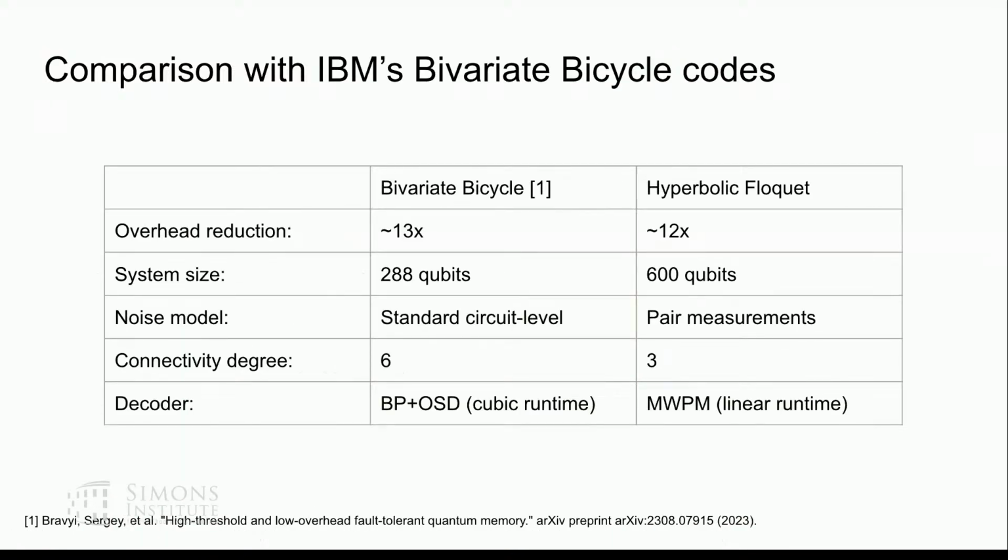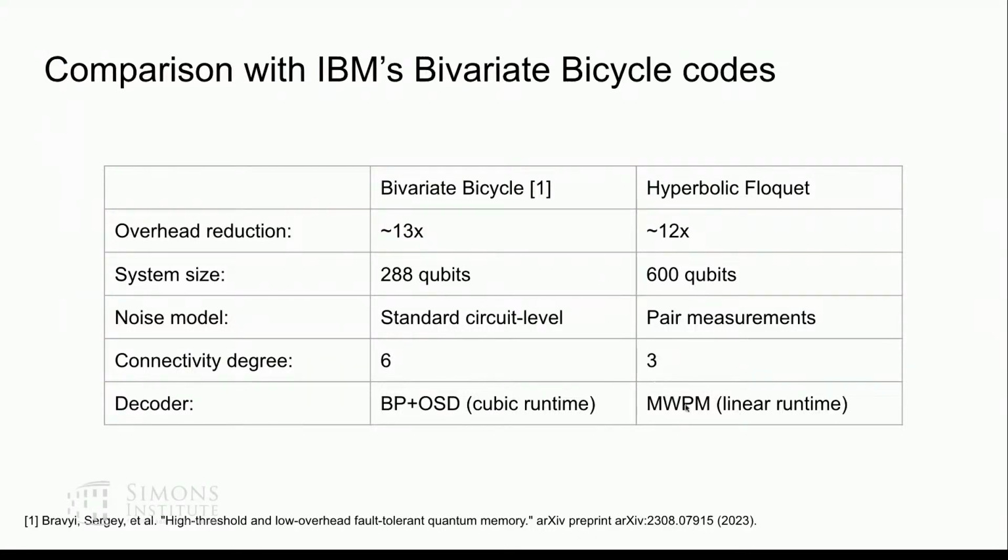And then to compare with what Ted was presenting on Monday, we have a similar sort of overhead reduction relative to the surface code or honeycomb codes for slightly larger system sizes of, say, 600 qubits rather than 288. But our advantages come in this different noise model. So there are complementary results in the sense that our improvements arise from this pair measurement architecture, whereas the bivariate bicycle codes have an advantage in the standard circuit level noise model.